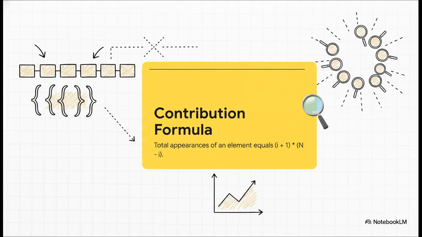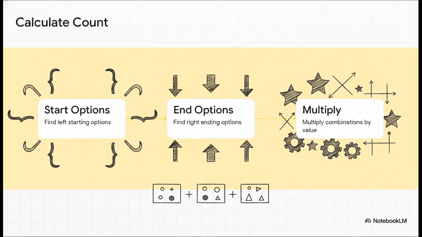Think about it for a second. An element at index I is going to show up in a bunch of overlapping subarrays. If we can mathematically determine exactly how many subarrays contain that specific element, we can simply multiply the element's value by its total number of appearances. Game changer, right? Here's exactly how you do it.